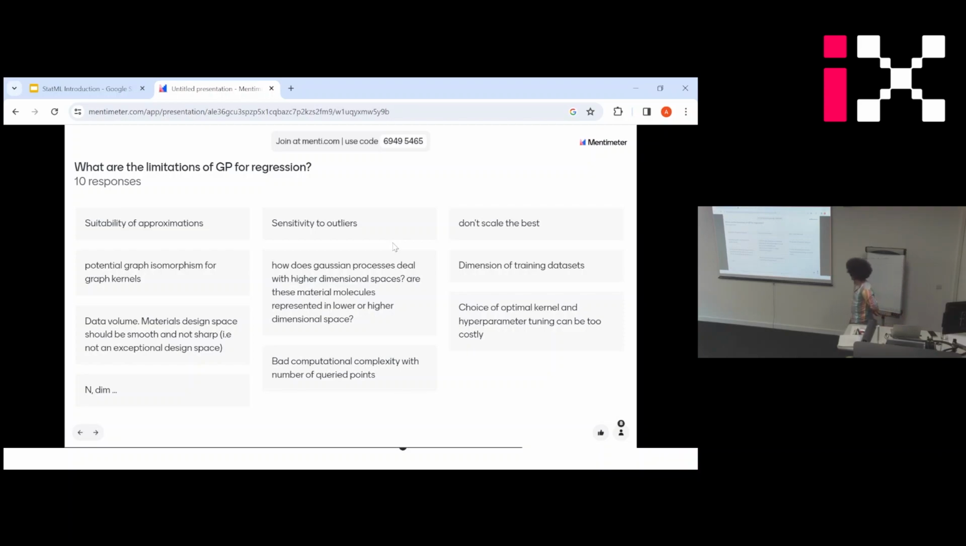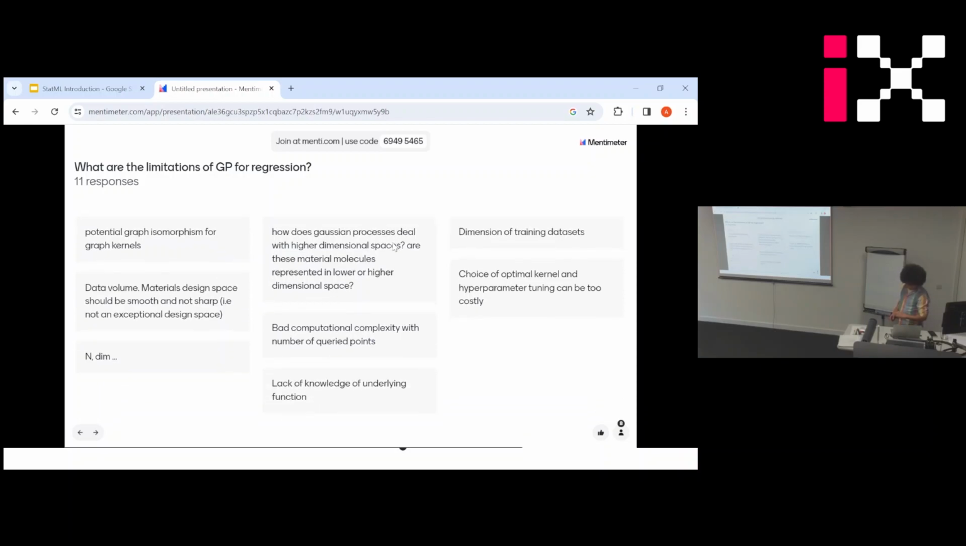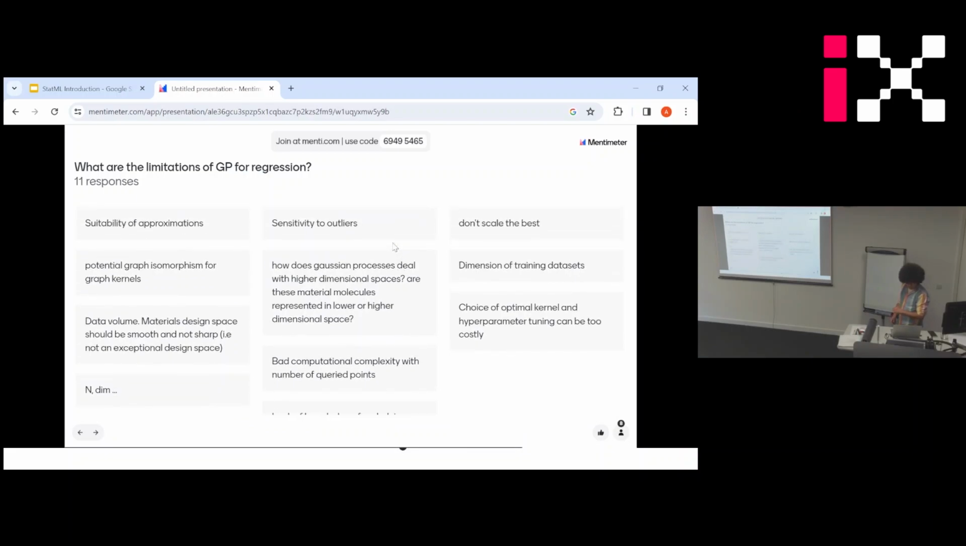Okay, so we've got a lot of answers, and we can group them to a certain extent around problems related to the scale and how the Gaussian process would scale with the number of training data. Then there is the sensitivity to outliers, and the choice of optimal kernel and hyperparameters might be too costly. That's interesting. There's lack of knowledge of the underlying function. Okay, yeah.